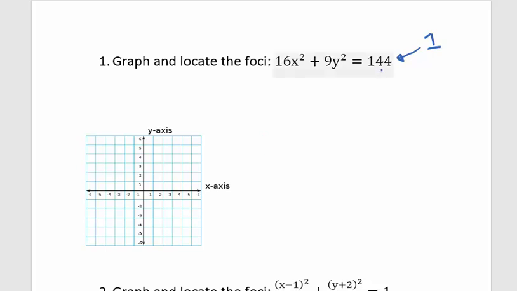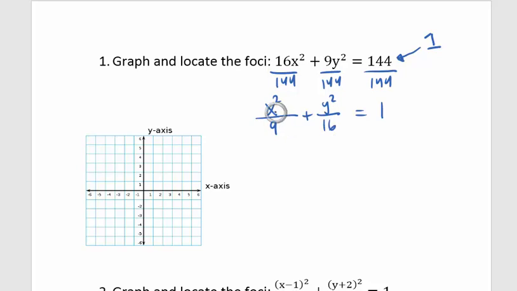All right, so what I'm going to do is divide everything by 144 so that I can have this value of 1 on that side. That's important. We can't graph any ellipses without a value of 1 on the right side. Now let's look to simplify each of these fractions. Looks like a common factor of 16 could be divided out of those. Hopefully you found that, which would leave us with x squared over 9. And this next one, a common factor of 9 could be divided out of those fractions, which would leave us with y squared over 16.